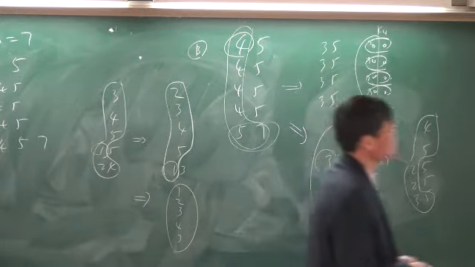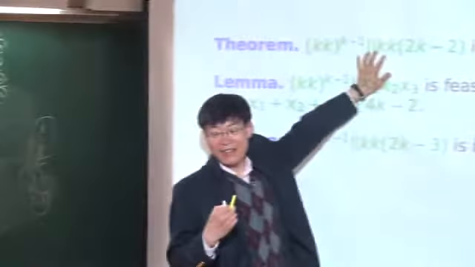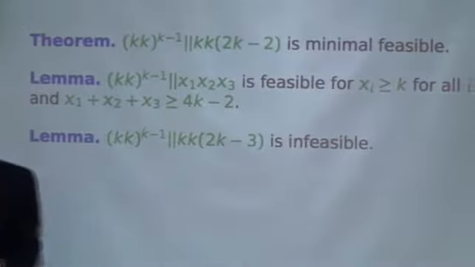But in this case, we can show using mathematical induction again that Bob has a winning strategy.